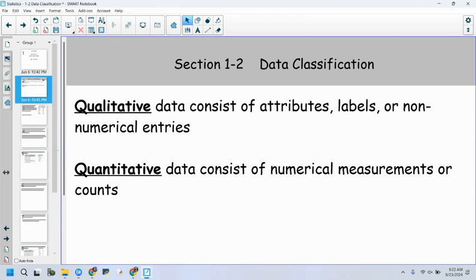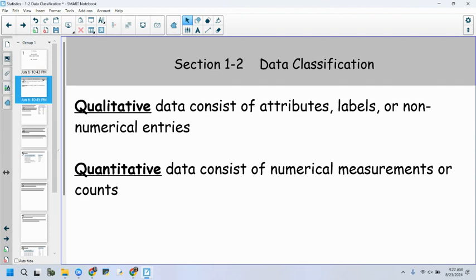That's qualitative data, right? I can gather that stuff and I can organize it in a specific way, but it's not numbers. It's not something that I could put in numerical values. So that would be qualitative data, not quantitative data. Qualitative, root word there, quality, right? It has some sort of attribute. Data consisting of attributes, labels, or non-numerical entries.